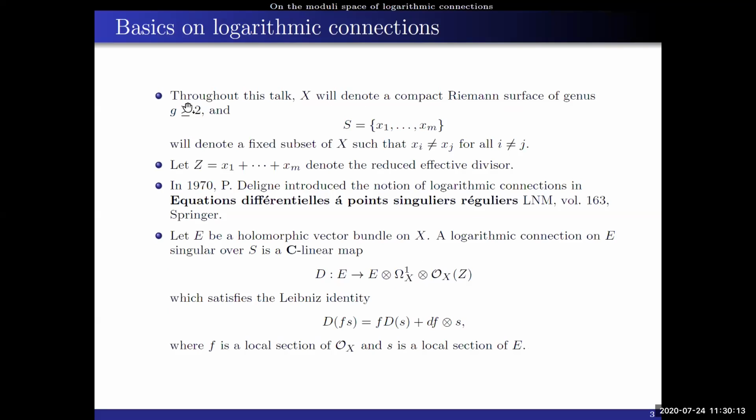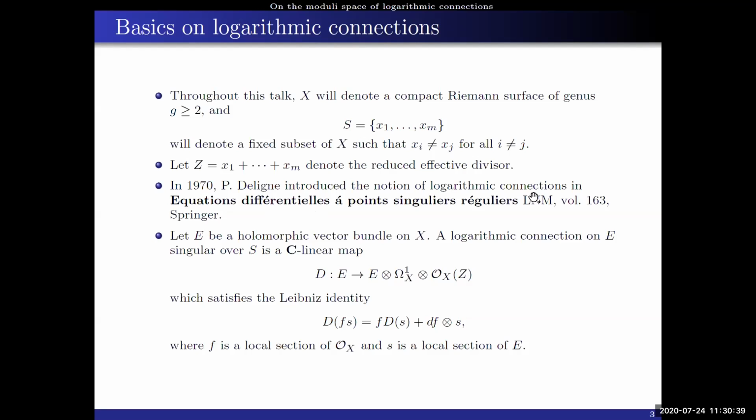definitions and all. Throughout this talk, X will denote a compact Riemann surface of genus greater than or equal to 2, and S is a finite subset of X whose points are distinct. Let Z equal X1 plus dot dot dot plus Xm denote the reduced effective divisor associated with this subset S.